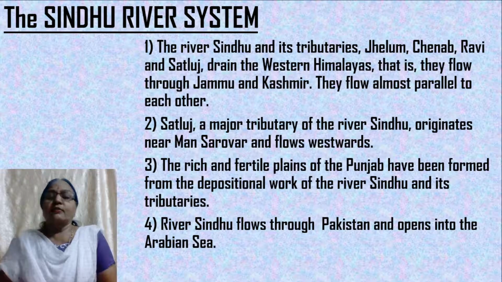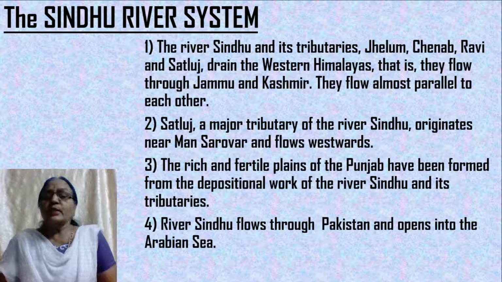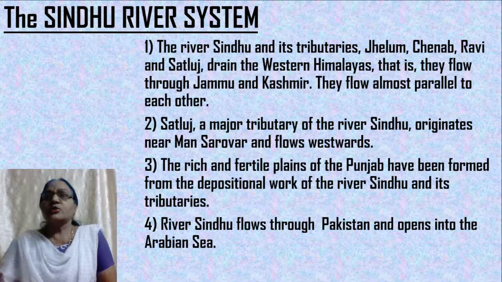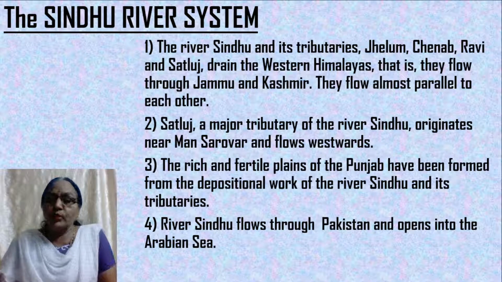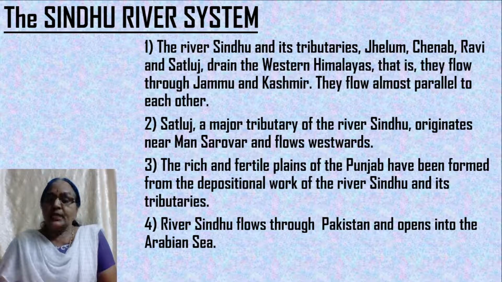So the river Indus, together with tributaries like Jhelum, Chenab, Ravi and Satluj, drains the western part of the Himalayas and flows through Jammu and Kashmir. Satluj is the most important tributary of the river Indus, or the Sindhu, and it originates near Mansarovar lake and flows towards the west.